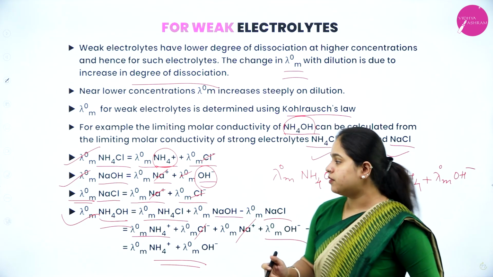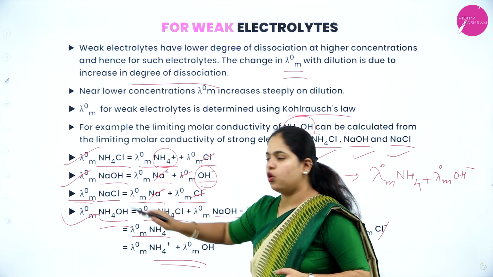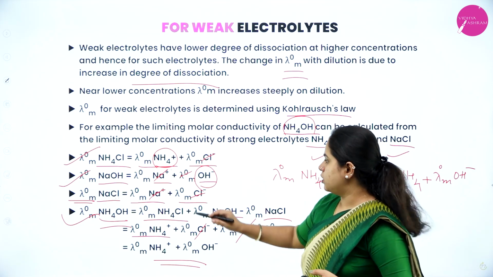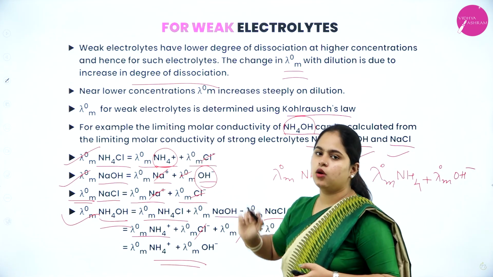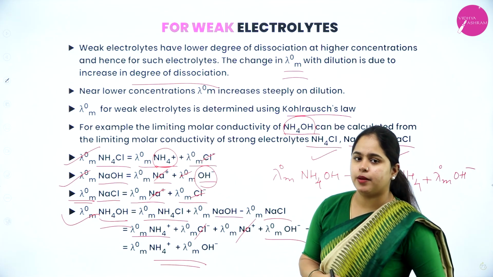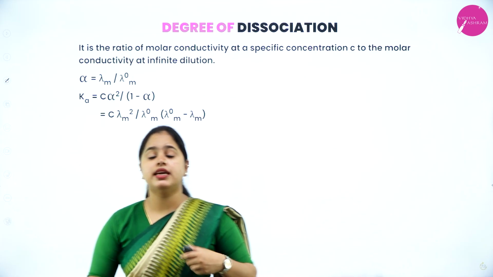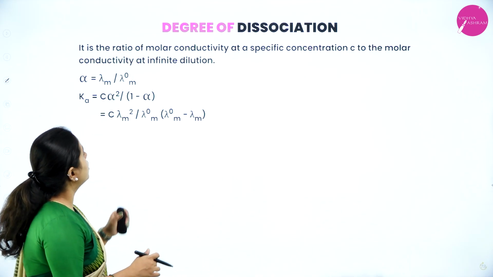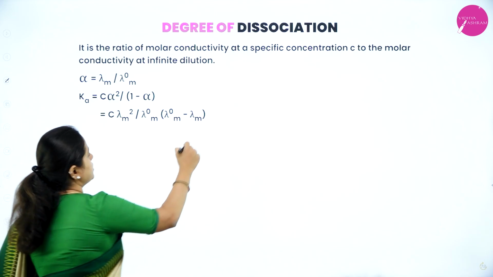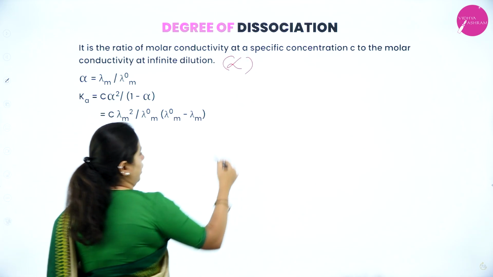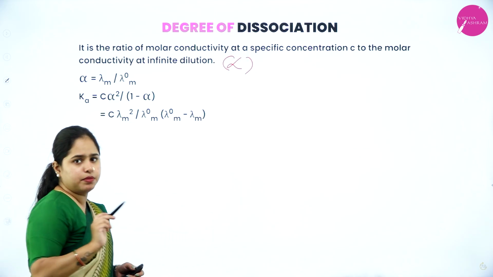Why did we subtract the limiting molar conductivity of sodium chloride? So that we only obtain NH4 plus and OH minus. I hope it is clear. Now moving on to the next part, that is degree of dissociation. So what is degree of dissociation? It is represented by the symbol alpha.